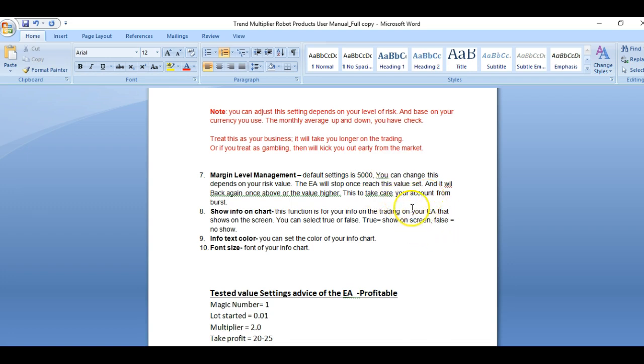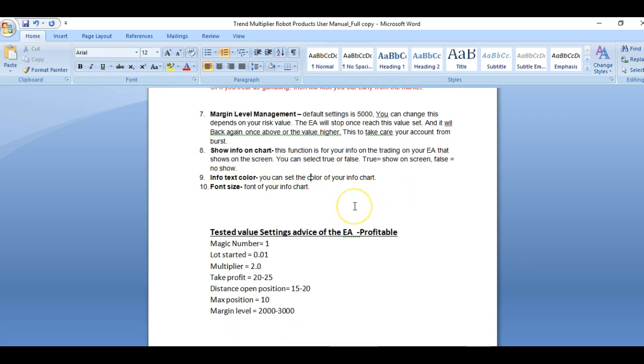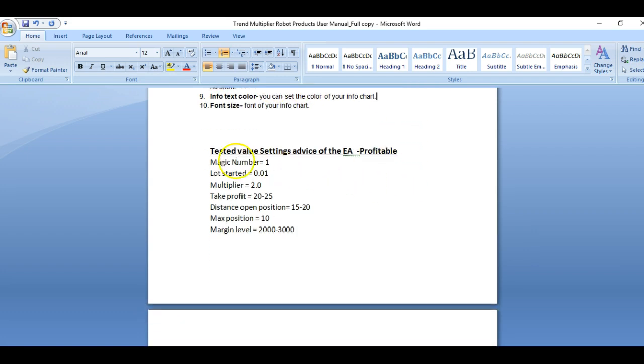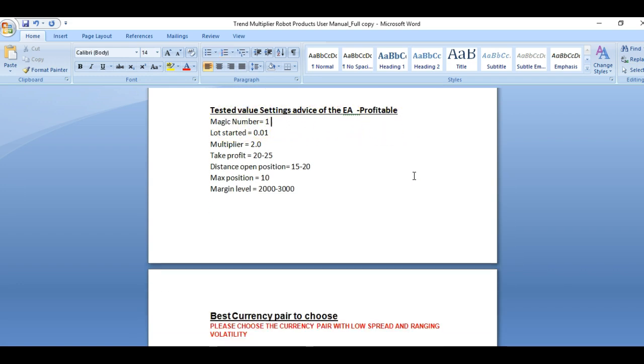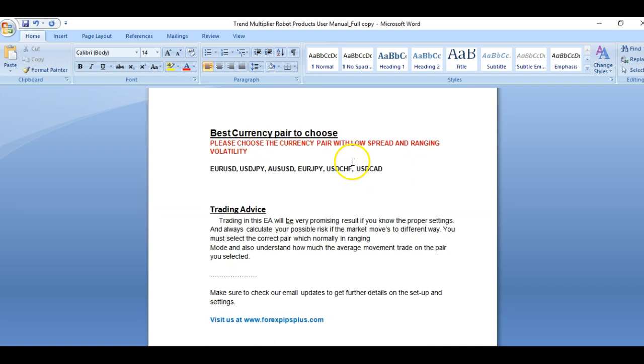So this will depend on you. Okay, so next here we have a show on chart and all that, and this is not mainly on settings, but it's just information for you. So we give you the tested and value settings, advisable or profitable. All right, so the best currency pair to choose, whereby you can choose up here.